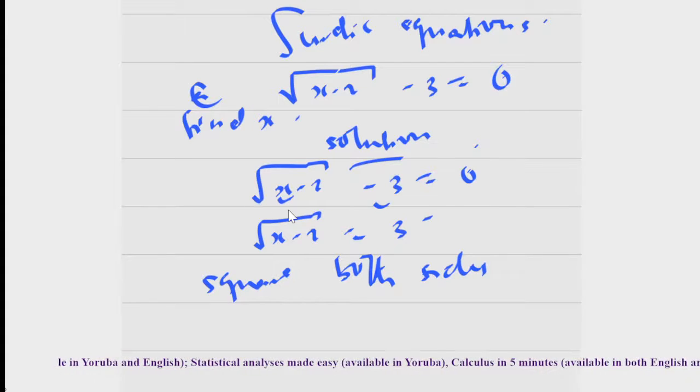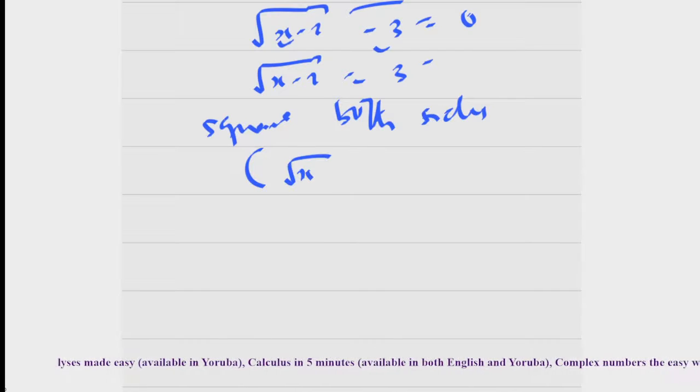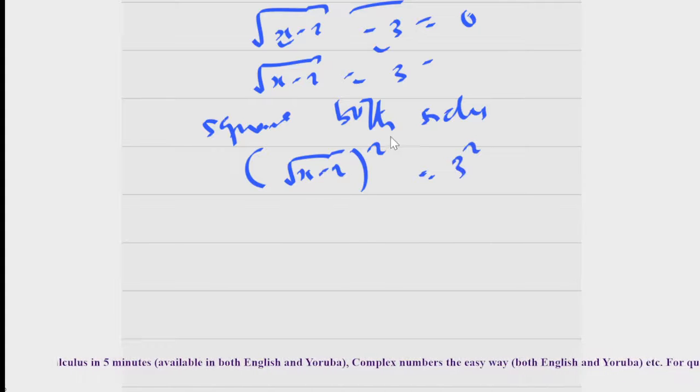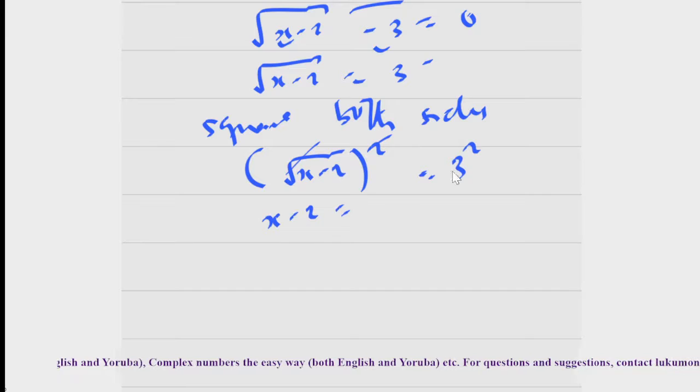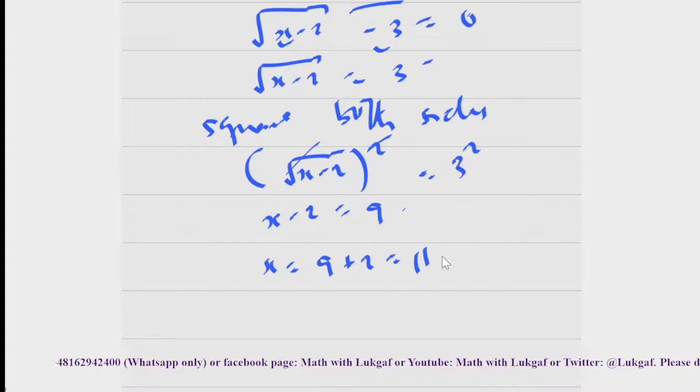So if you square both sides, I'm going to have the square root of x minus 2, squared, is equal to 3 squared. So this cancels this. Then I have x minus 2 is equal to, what is 3 squared? 3 squared will give me 9. You understand now? So if you continue further, you are going to see that x is equal to what? 9 plus 2, which is equal to 11.